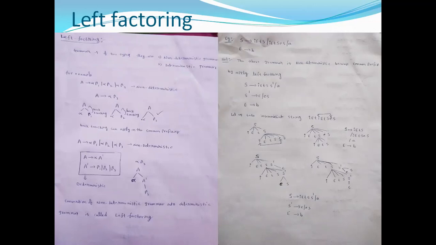So here is the concept we are using. This is a non-deterministic grammar, and we can convert this non-determinism by using left factoring. A produces alpha A dash, and A dash produces beta 1, beta 2, beta 3. For the string alpha beta 3, we take alpha A dash, and then A dash directly uses beta 3. So we convert a non-deterministic grammar into a deterministic one using the left factoring concept.